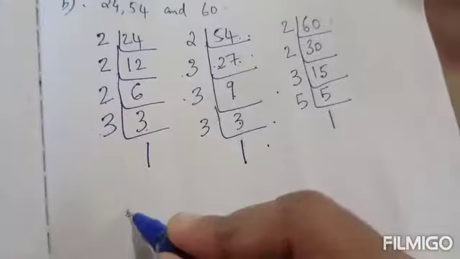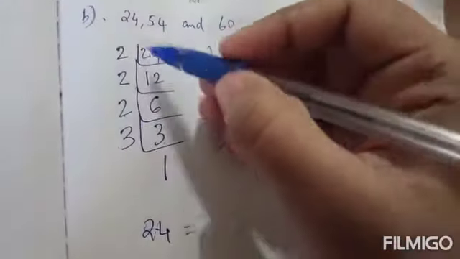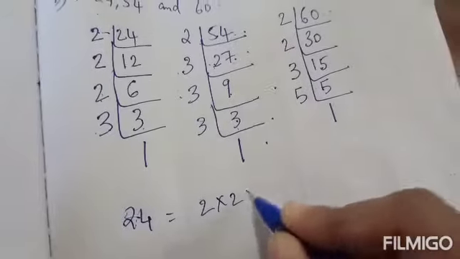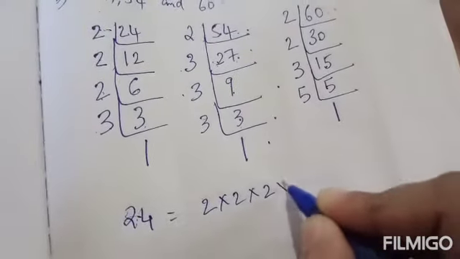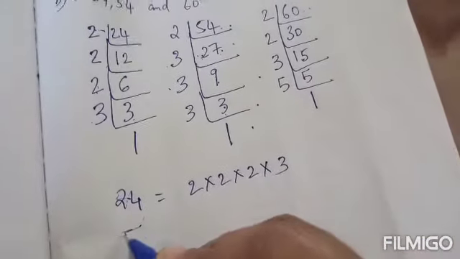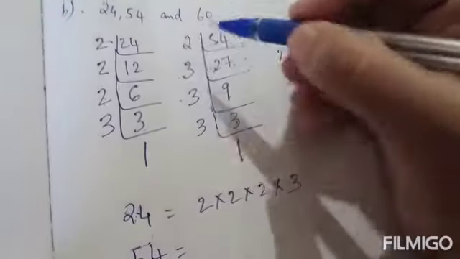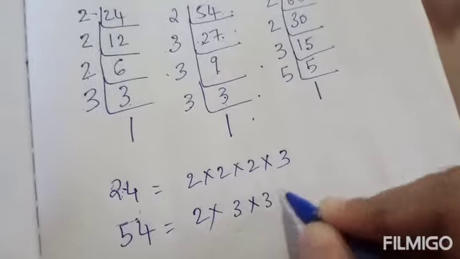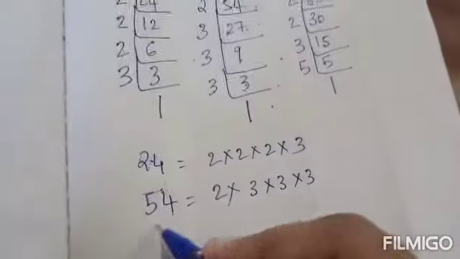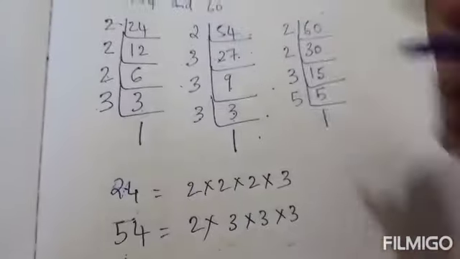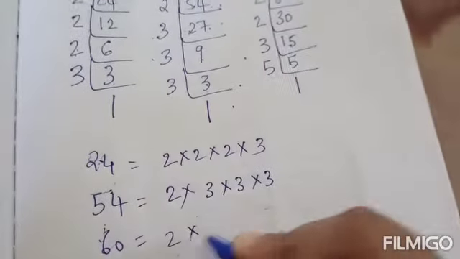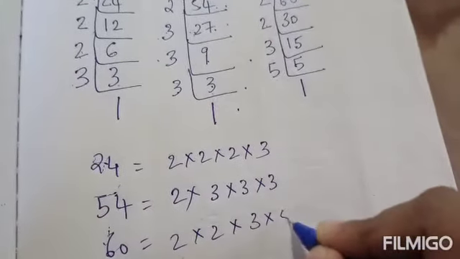Okay, now you can write the prime factorization of 24 equal to 2 into 2 into 2 into 3. Prime factorization of 54 equal to 2 into 3 into 3 into 3. Next, prime factorization of 60 equal to 2 into 2 into 3 into 5.